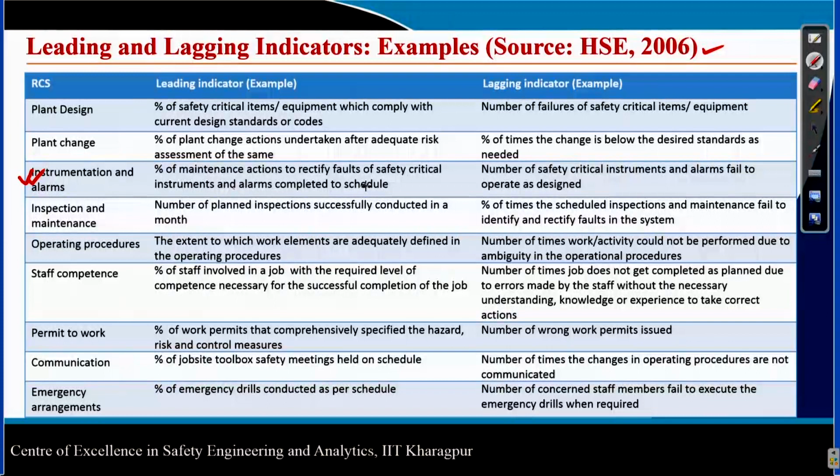Okay, so the risk control system, as I said, is a system, either hardware or software or humanware. So it also goes under natural wear and tear, so it requires its maintenance. So percentage of maintenance to rectify the faults of the safety critical instrument and alarms completed on schedule. That is, a schedule is there. So first you must have the schedule. Then on schedule you have to complete all those maintenance actions.